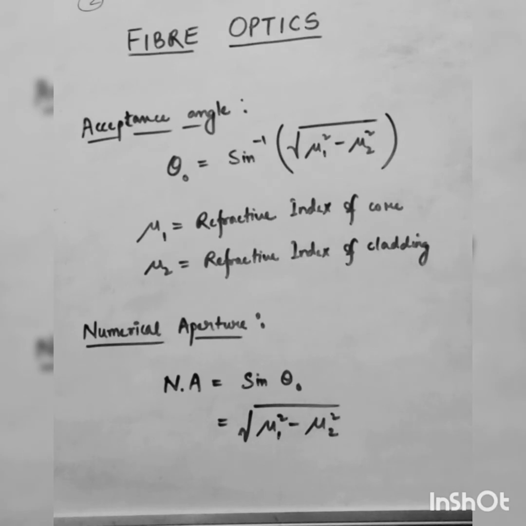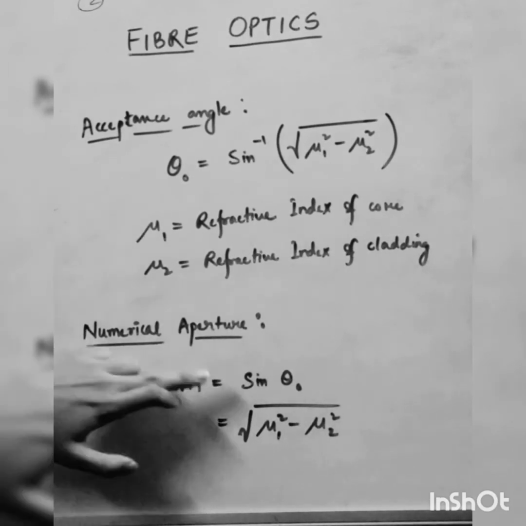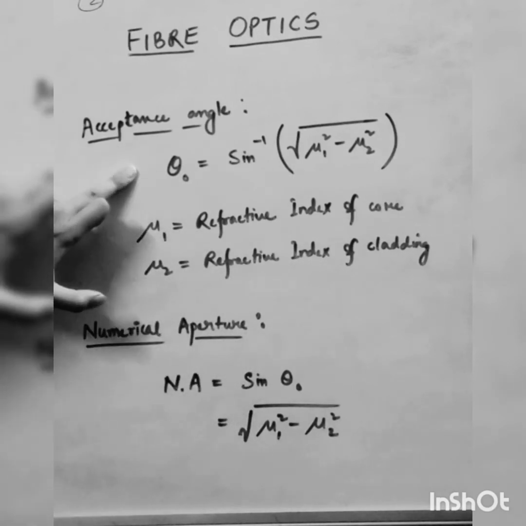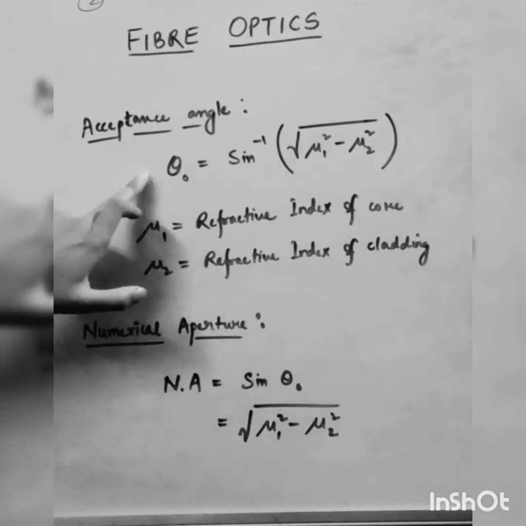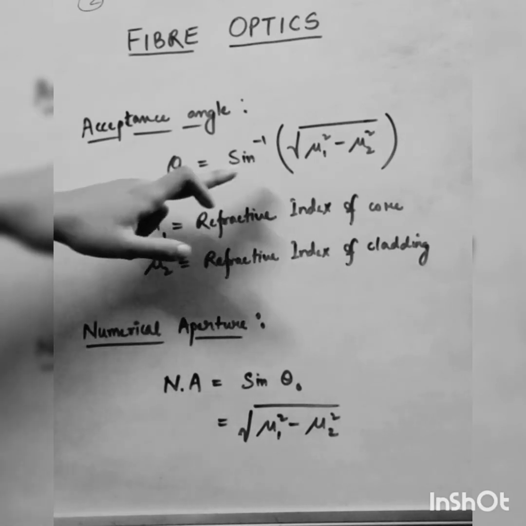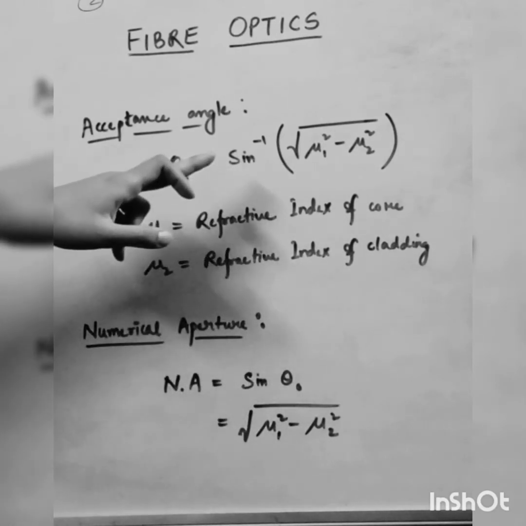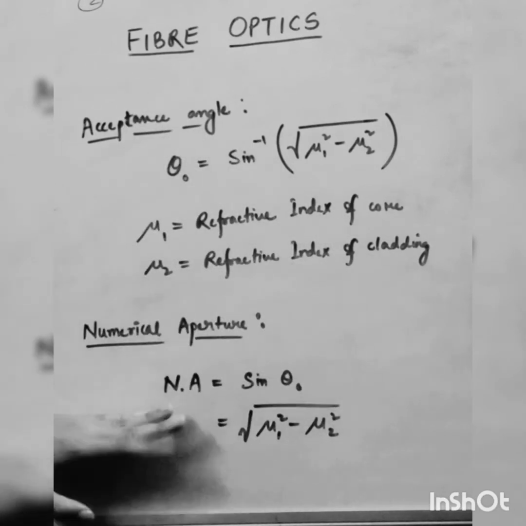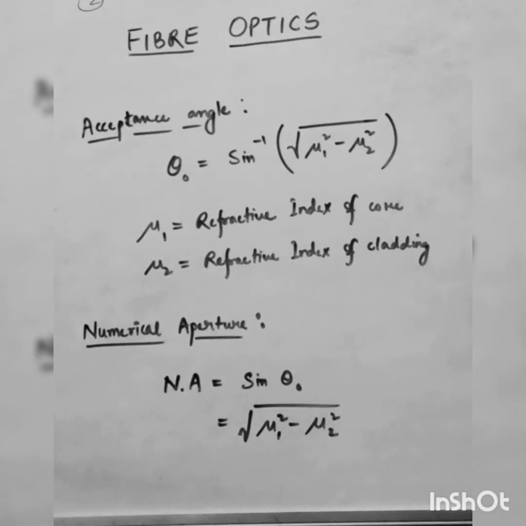So there is another thing which is known as numerical aperture. The numerical aperture is the sine of the acceptance angle. So you can write sine theta naught, where theta naught is the acceptance angle. So sine of theta naught is nothing but the root over mu1 square minus mu2 square. So numerical aperture can also be denoted like this in terms of refractive index. Numerical aperture determines the light gathering ability of an optical fiber. It is a measure of the amount of light that can be launched into the fiber.